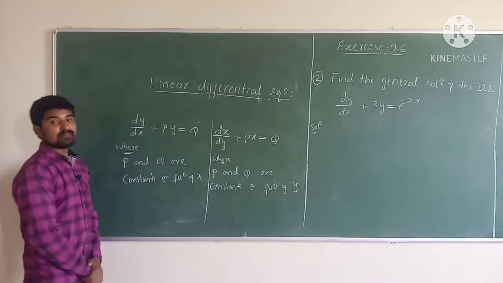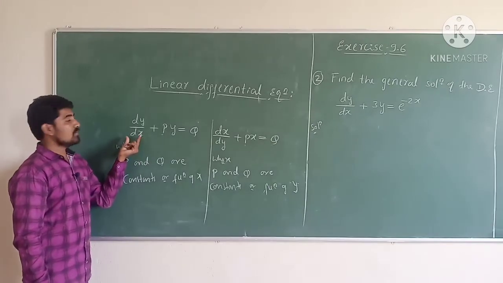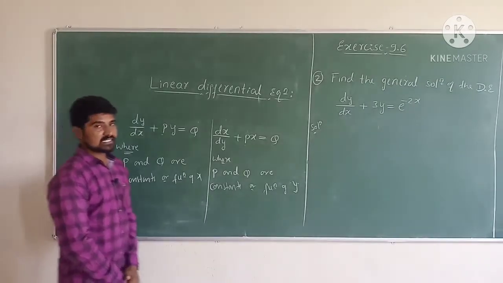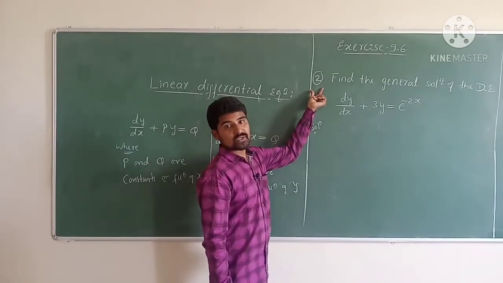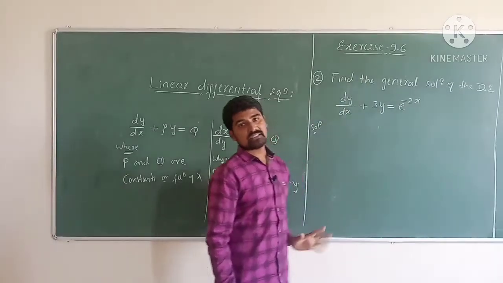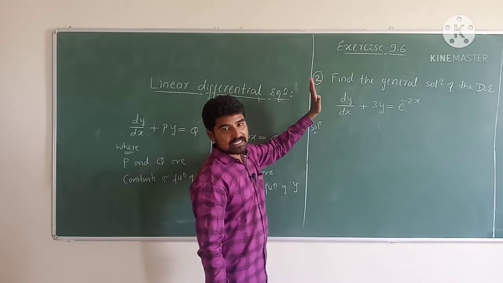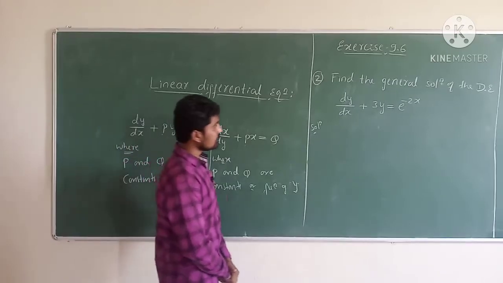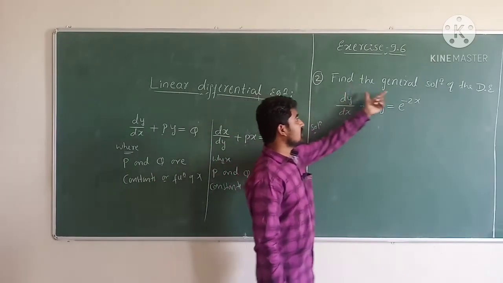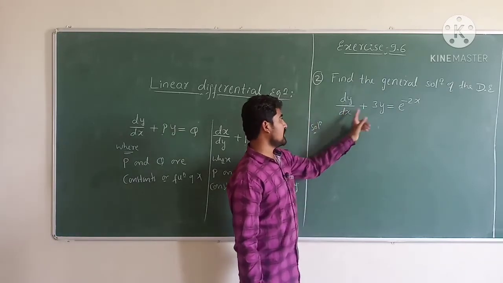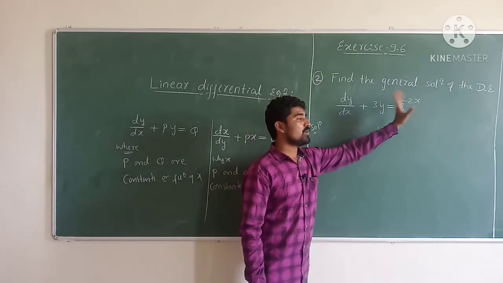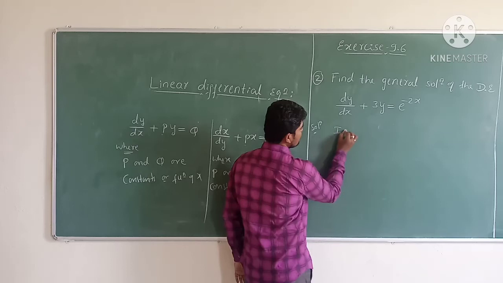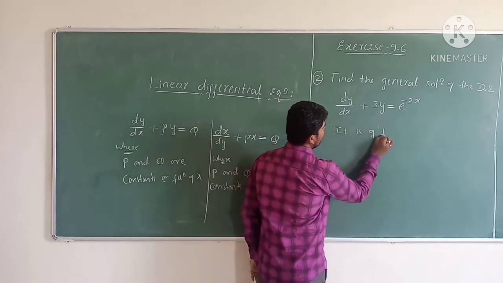So I will just discuss the method of solving the differential equation of the form dy by dx plus py is equal to q. For that, I took an example, question number 2 in exercise 9.6. Why? Because this question is very easy for understanding the method of solving a linear differential equation. So the question is: find the general solution of the differential equation dy by dx plus 3y is equal to e power minus 2x.